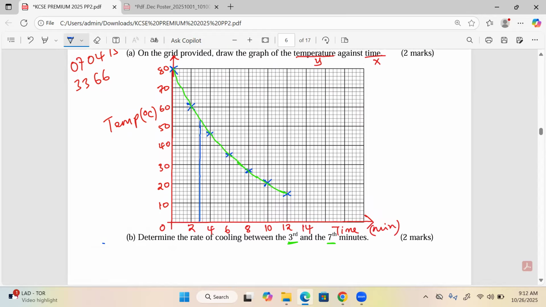Then now we read, we check. That is the coordinate that we need. That is the value we need. And 7th, exactly between 6 and 8. That's where 7th is. So now those are the two coordinates that we need. We get the gradient between those two coordinates. That will be the rate of change.